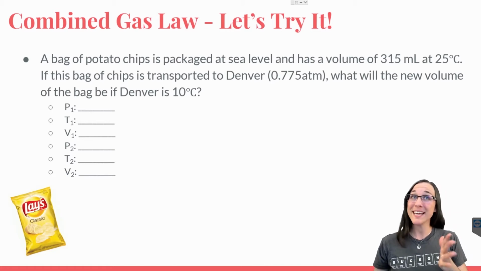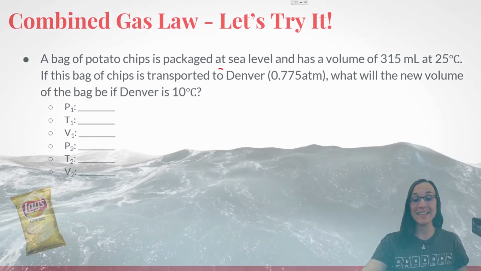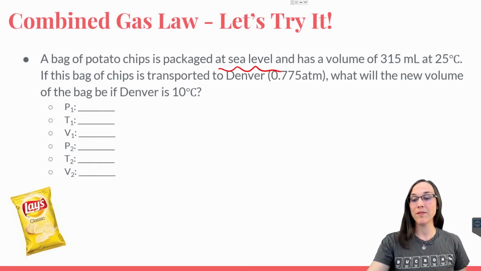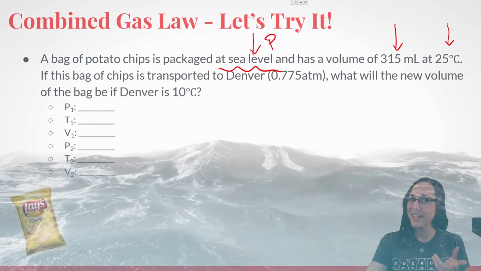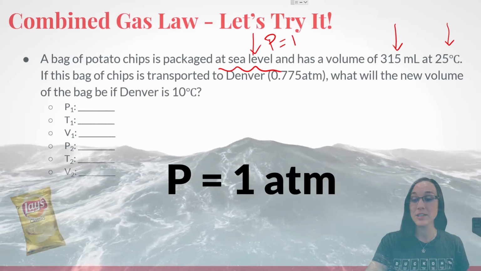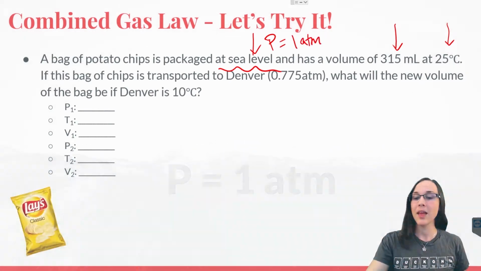We have a bag of potato chips packaged at sea level and has a volume of 315 milliliters at 25 degrees Celsius. So already we're seeing that there's a pressure value that could be gleaned from this because it's saying sea level, so we know that the pressure is 1 atm at sea level. And we're also seeing a volume and a temperature.